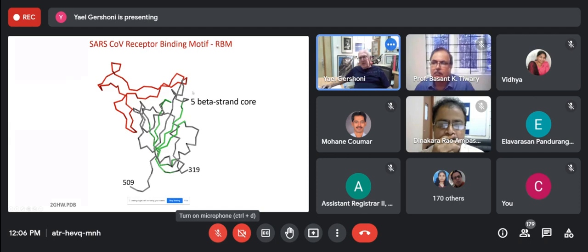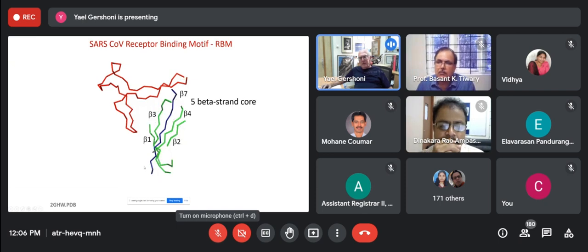Now, maybe this is due to the fact that we want to understand better the constraints and the supportive factors within the core of the RBD. And as you can see, there are 4 green beta strands, and there's a central beta strand, which serves as a linchpin. And these 5 strands hold the core together. And any attempt to truncate the core, the whole structure falls apart.